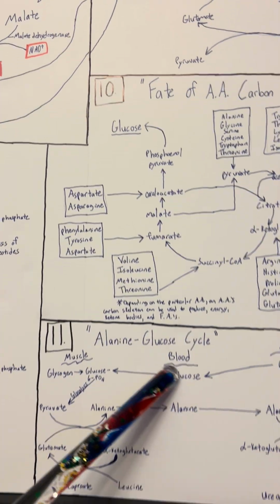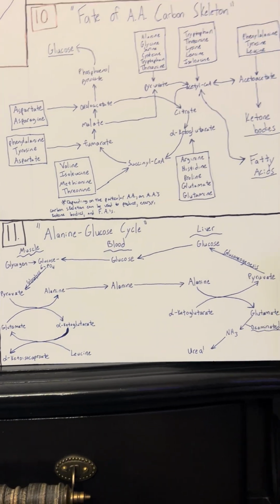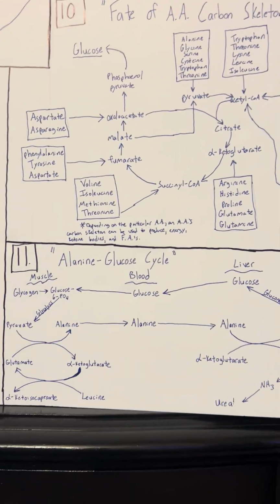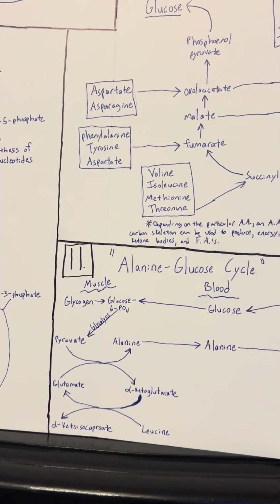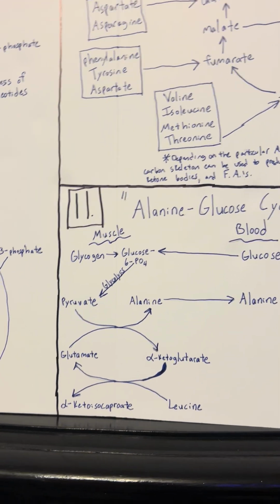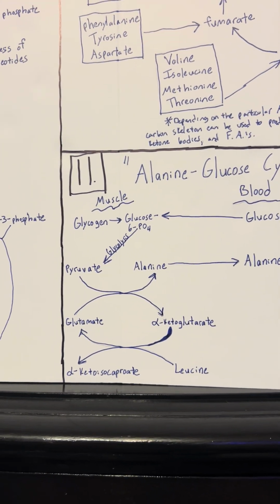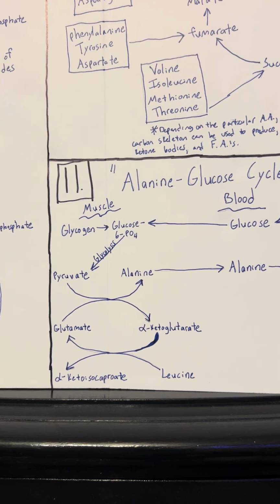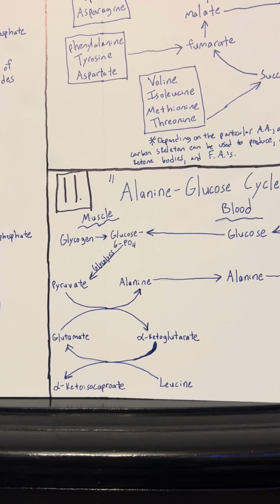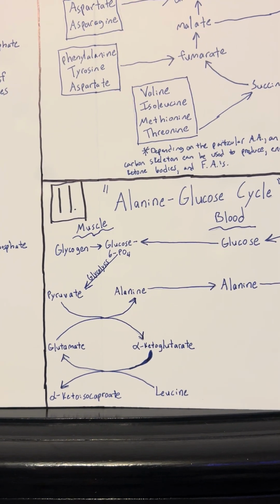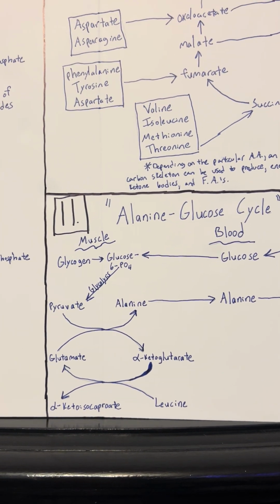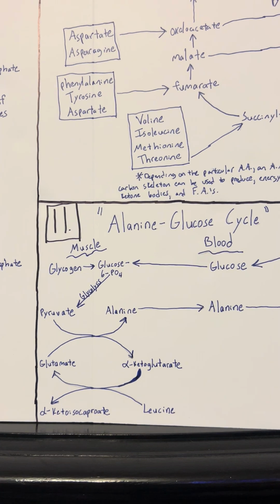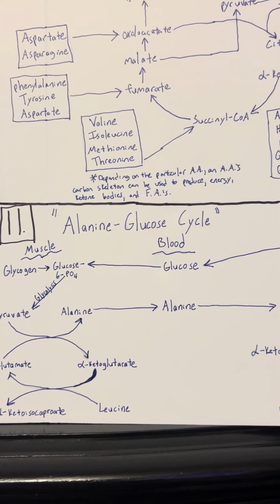Coming down here, we have the alanine glucose cycle. To start off, alanine is formed in muscle cells from transamination of glutamate, which is generated from leucine transamination, and from pyruvate, which is generated from glucose oxidation via glycolysis. Alanine travels in the blood to the liver.